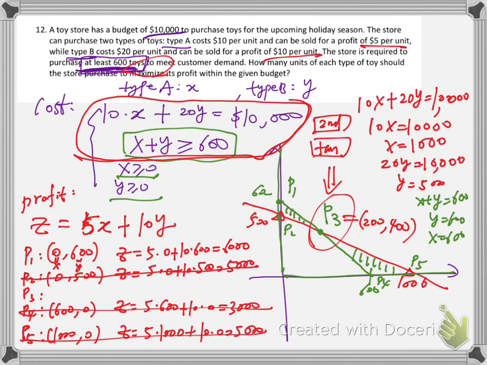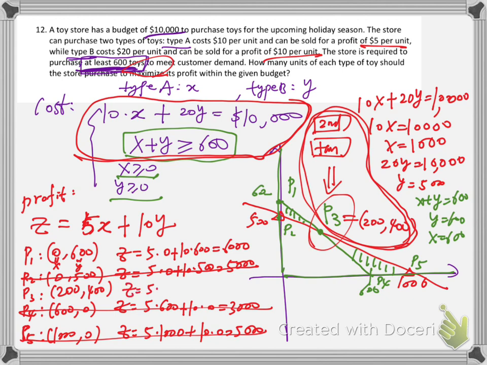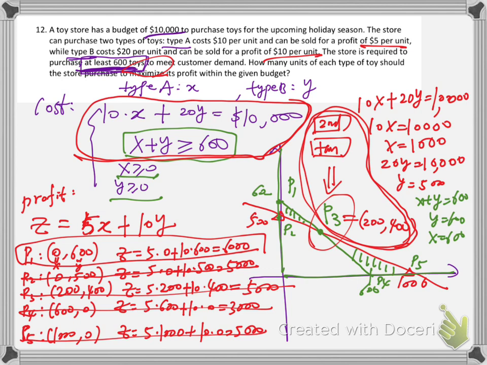Okay, 200 and 400. So now what's the z? So if you don't have a fancy calculator, you don't know how to find P3, you just skip it. Because this step, you have to have a fancy calculator to do it. Otherwise, it's too hard. Then z will be 5 times 200 plus 10 times 400. So this will be 1,000 plus 4,000, 5,000 again. So now P3 is still less than P1. So P1 is the maximum.